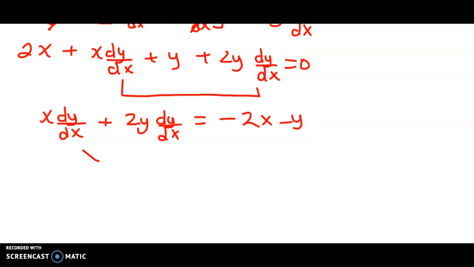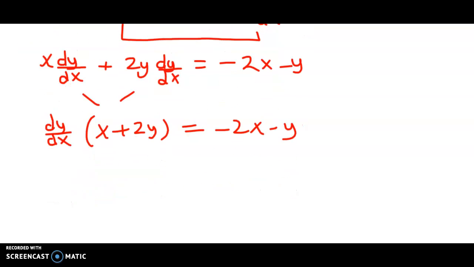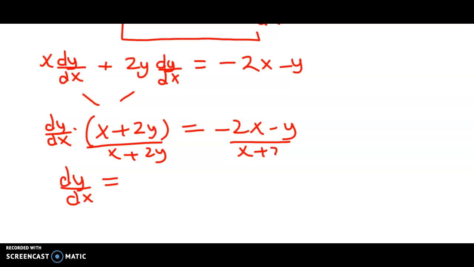So you see you have a common factor. dy/dx is my common factor. So what am I left with if I divide by that? You're left with x plus 2y. Again, negative 2x subtract y will stay. To solve for dy/dx, which is what I'm trying to do, I'm going to divide both sides by x plus 2y, and then this will cancel. So I'm left with negative 2x subtract y over x plus 2y.